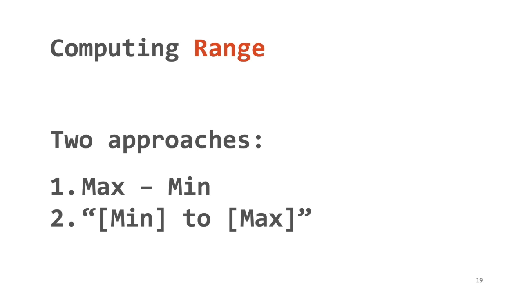So when it comes to actually computing the range, the two approaches I've mentioned already, it's max minus min. So at the ages, we did 34 minus 21, so we got 13. The other way is saying the min value to the max. So we'd say it ranged from ages 21 to 34.